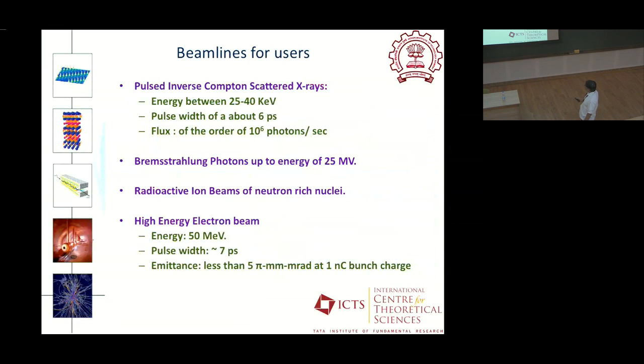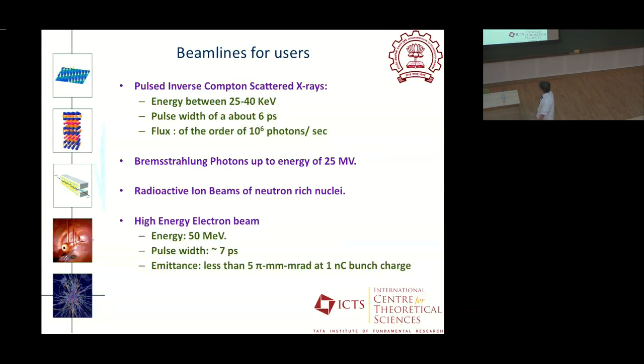So this was what I had worked out, which was not there in the country. Right now we don't have it, but this would have provided energy from pulsed inverse Compton scattered X-rays at about 25 to 40 keV and about 10^6 photons per second. So it would have helped.